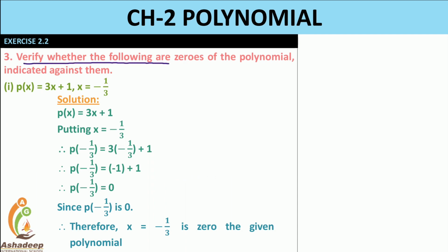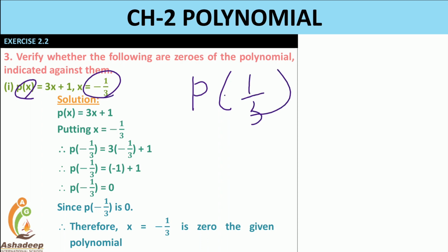Verify whether the following are zeros of the polynomial indicated against them. See, this means whether x equals minus 1 by 3 is the zero of this polynomial or not. So what we have to do is p of minus 1 upon 3, instead of x we have to put minus 1 upon 3. So p of minus 1 upon 3 is equal to, wherever you find x, you need to put minus 1 upon 3.